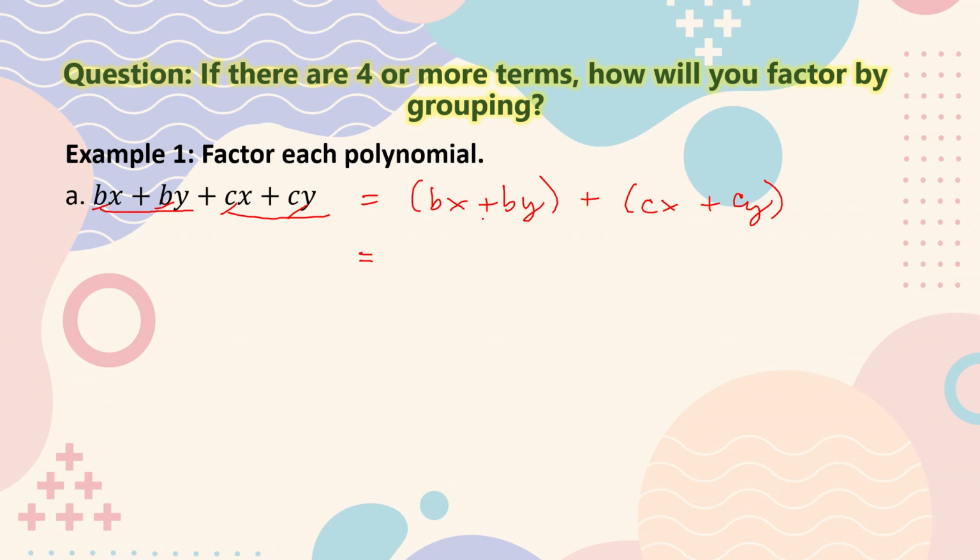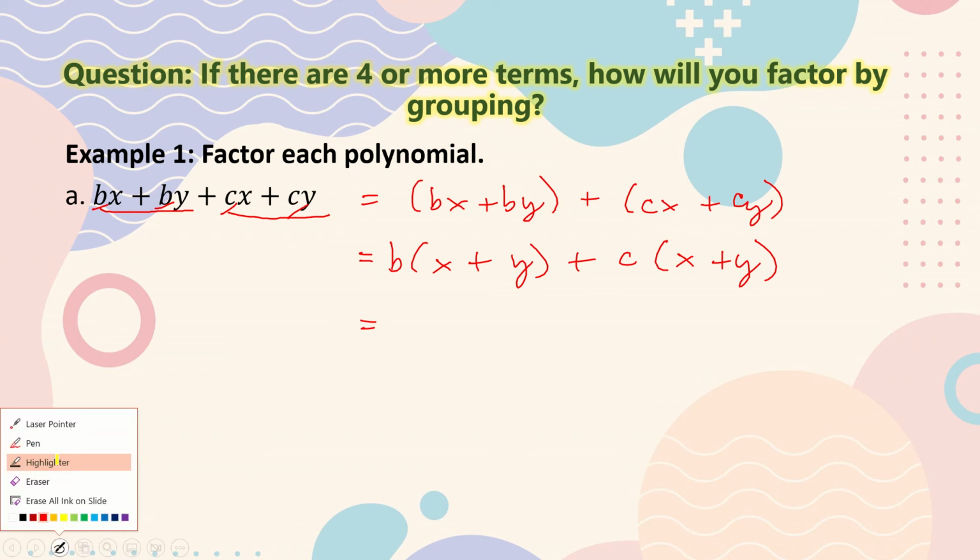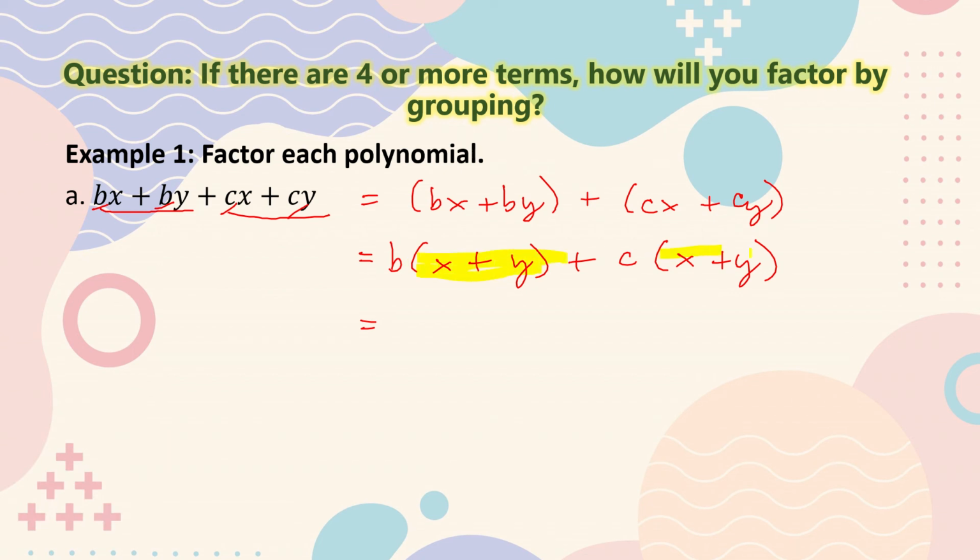So for this, bx plus by, the common factor is b. So you factor it out. What will be left in our first term is just x, and the other term is just y. You'll do the same thing on our second group, cx plus cy, in which the common factor is c, and what will be left is x plus y. So this time, you will notice that the two groups have a commonality, right? The first group has a factor of x plus y, the second group has a factor of x plus y.